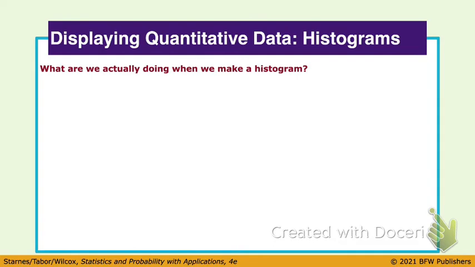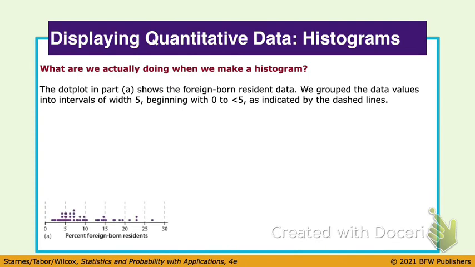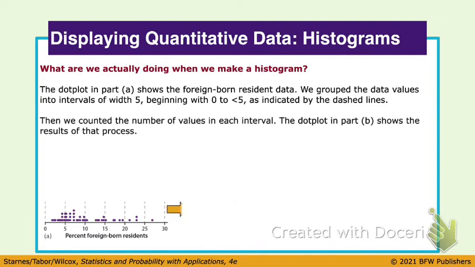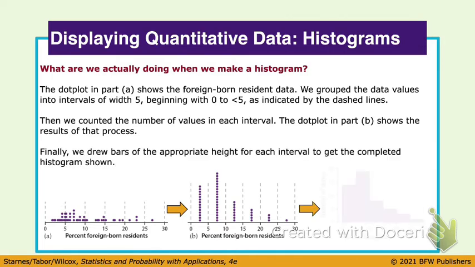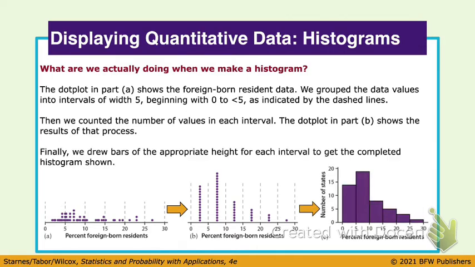All right, so what are we actually doing? Here's a little visual of what we're actually doing. We're taking the dot plot, sectioning it into sections, stacking those dots up in those sections, and then making them into histogram bars, okay? So that's basically a small visual of going from a dot plot to a histogram.